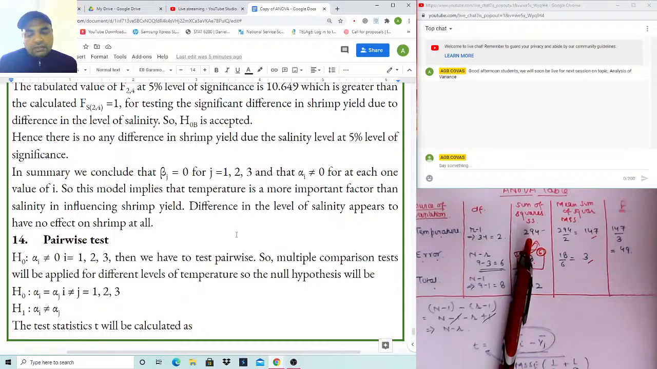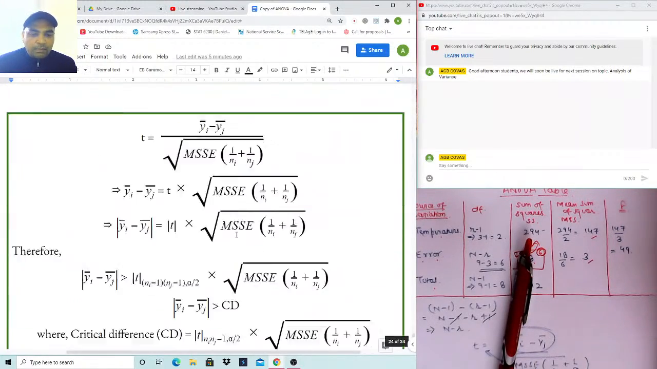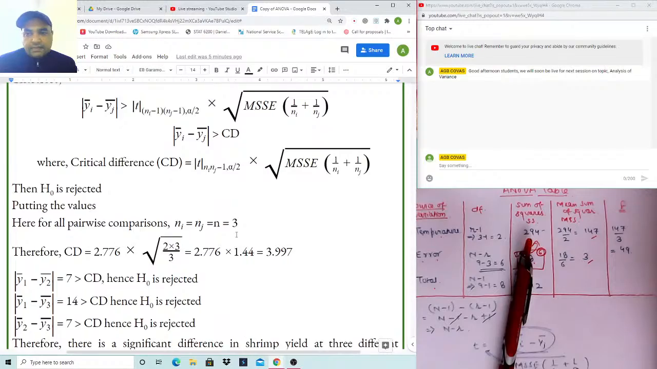If, say for example, there is a difference in salinity, then we will go for the pairwise test, right? So basically this completes your analysis of variance.